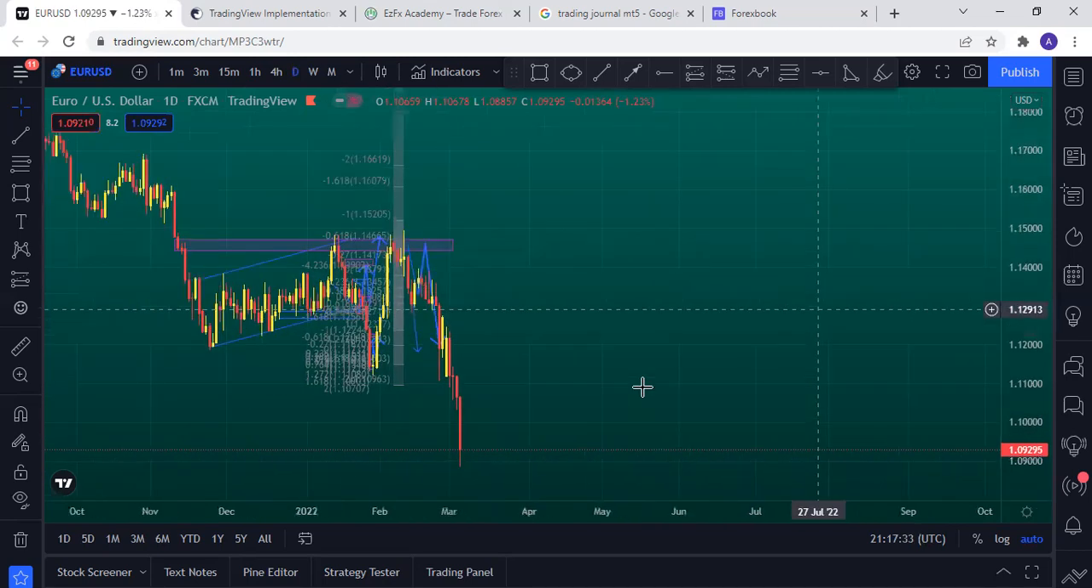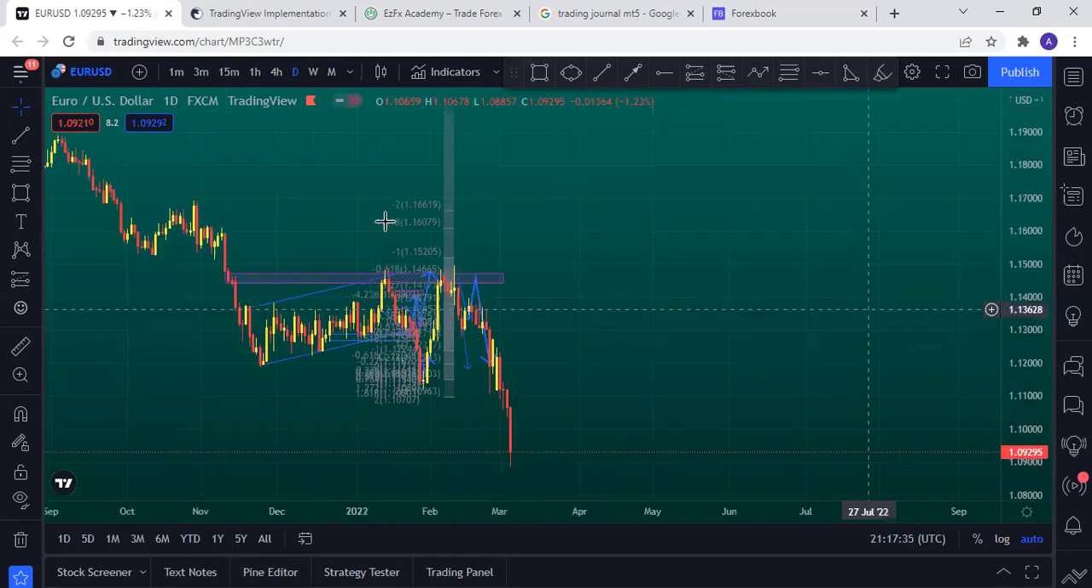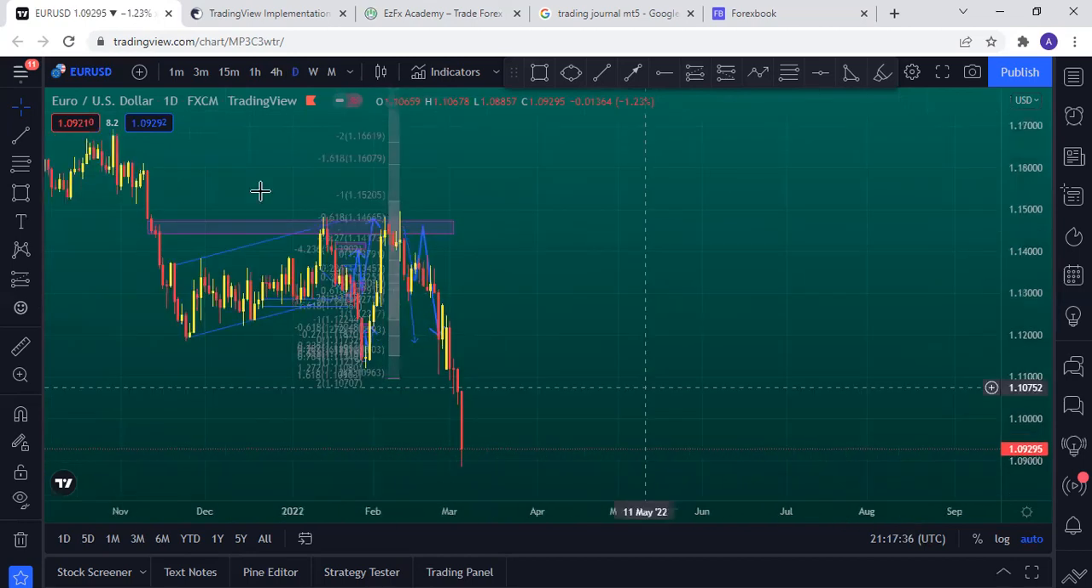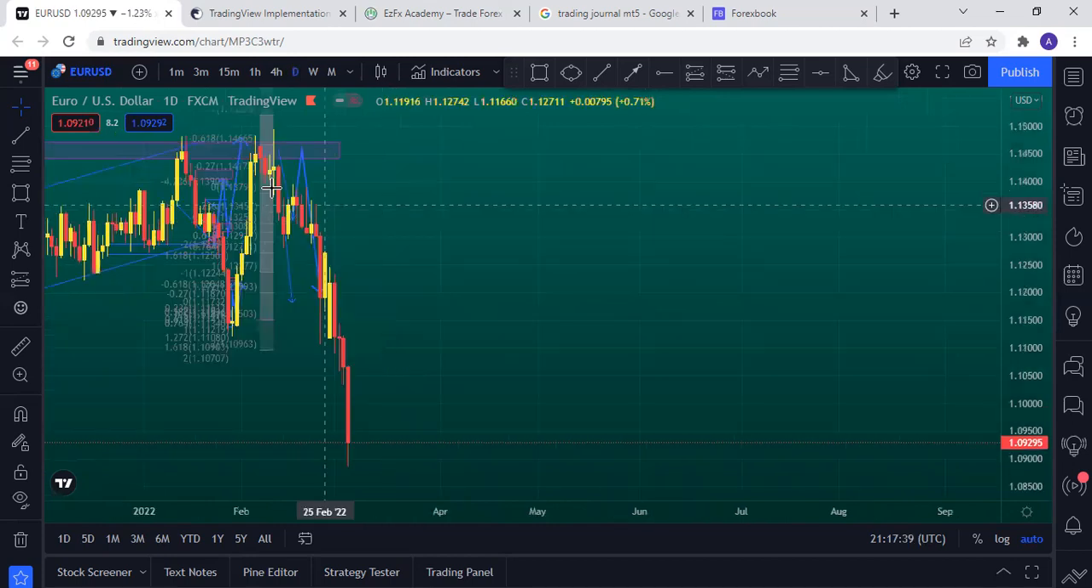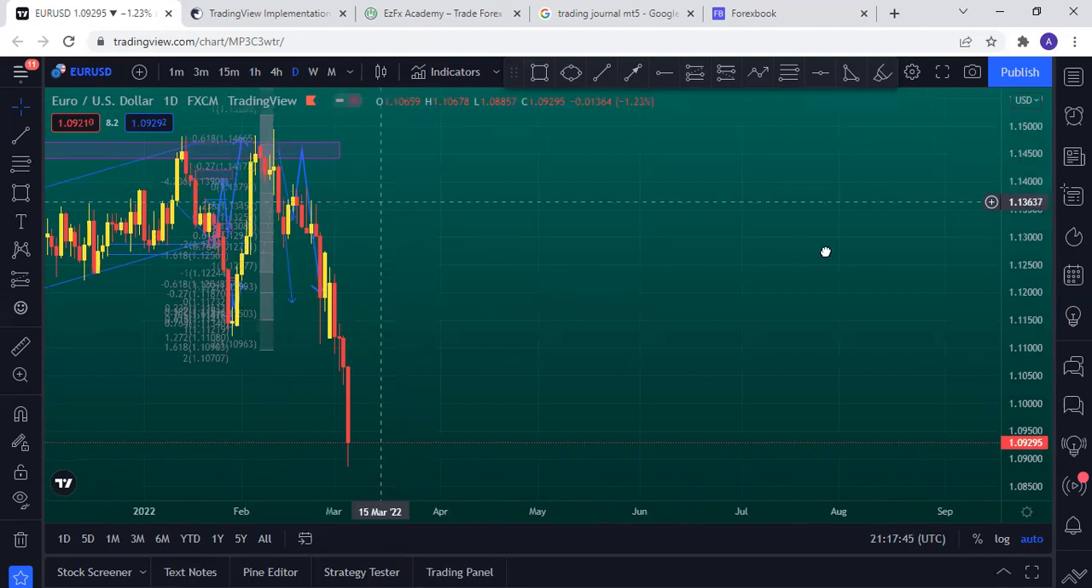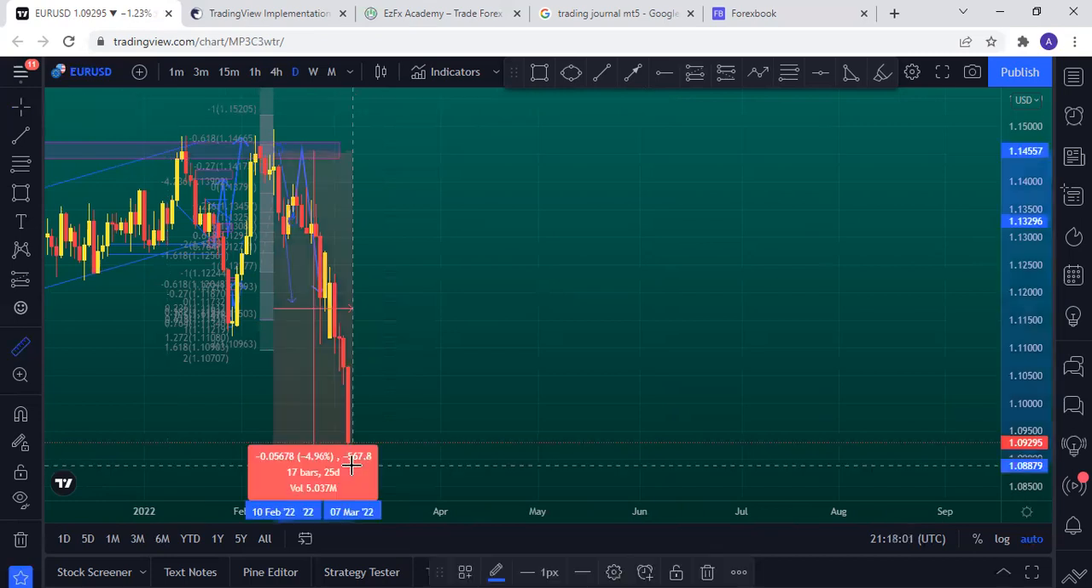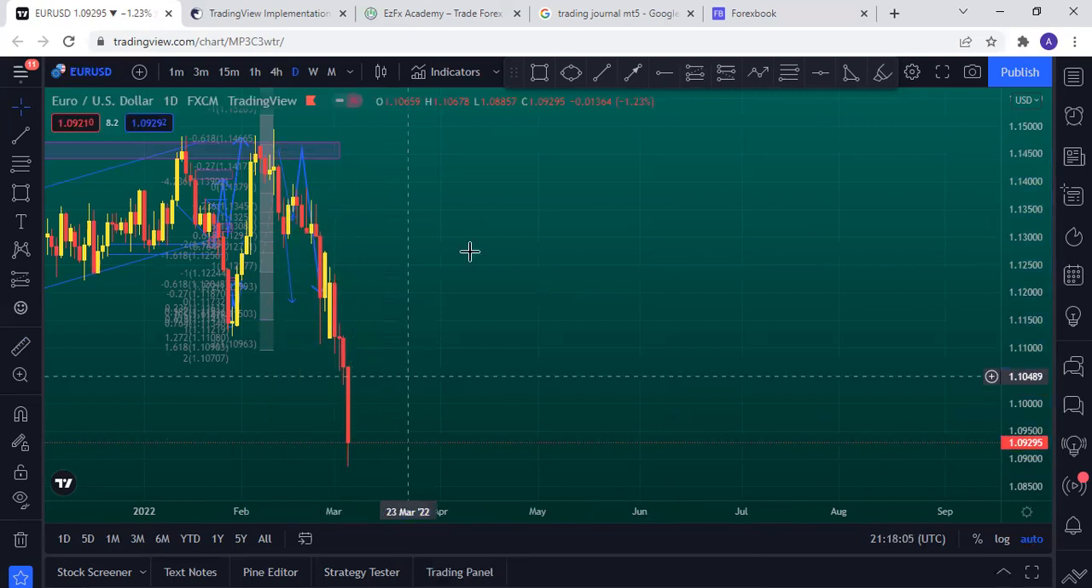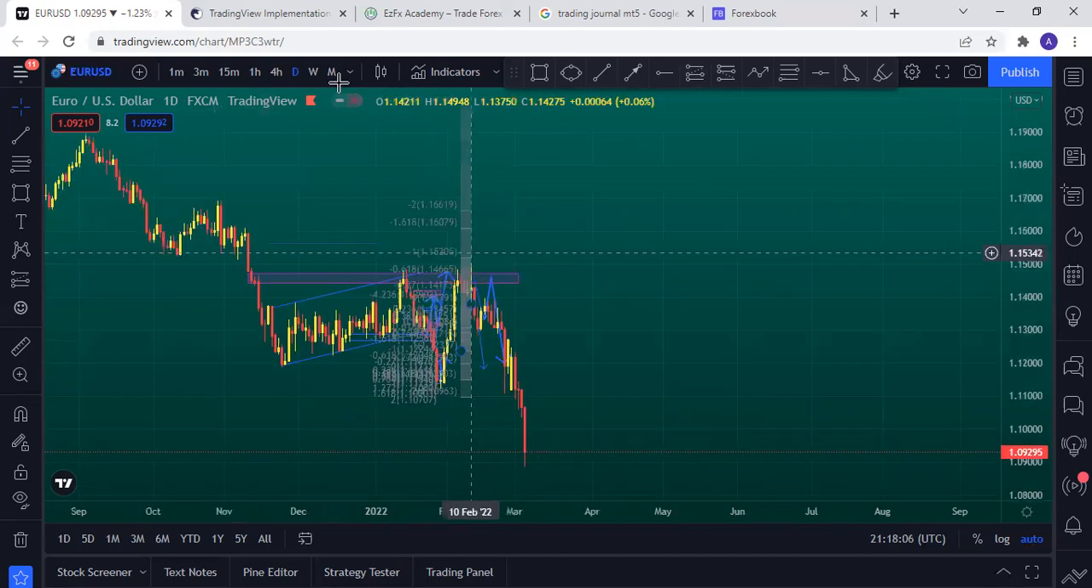As you can see, I had this forecast on Euro USD since several weeks ago. This was as early as February 9th. And as you can see, price played out exactly as expected and gave us this massive drop. Let me see how many pips that is right now. That's 567 pips. But where are we right now on Euro USD? That's an interesting question.